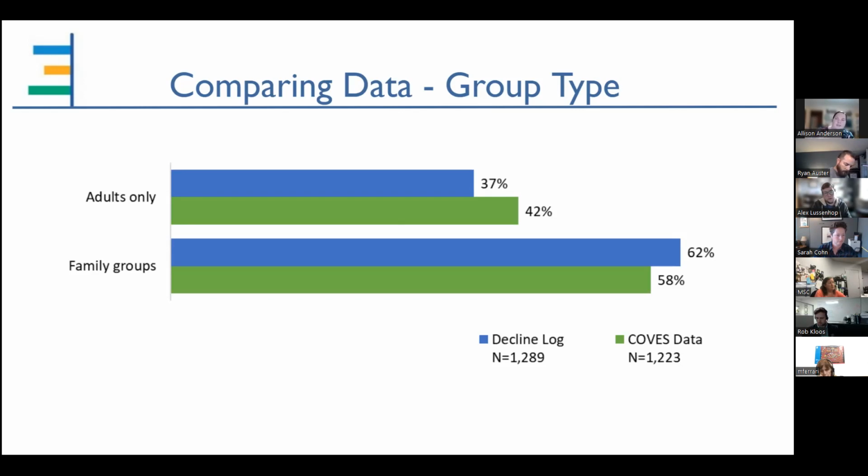yes. Throughout this, decline log data is blue on top with the COVES data out of the dashboard in green on the bottom. So from this, we can see that family groups are more likely to say yes in taking the survey than adult-only groups, which is slightly different than our perception that groups with children are more concerned about their children and might say no to us. Can dig into what this means. Maybe we could do a statistical analysis in the future to see if this is something we're concerned about. But we see there isn't a huge gap between them.